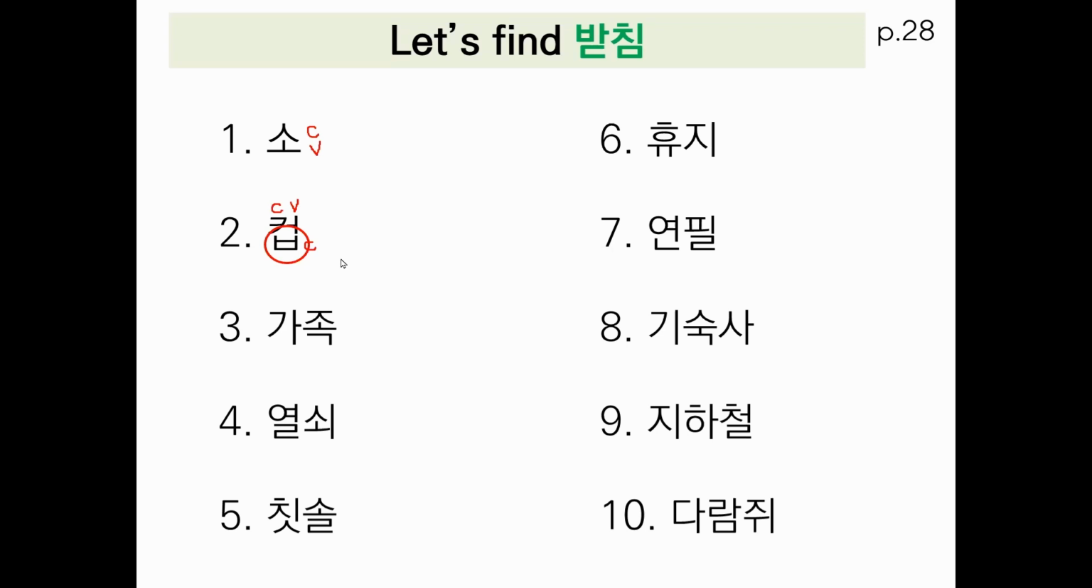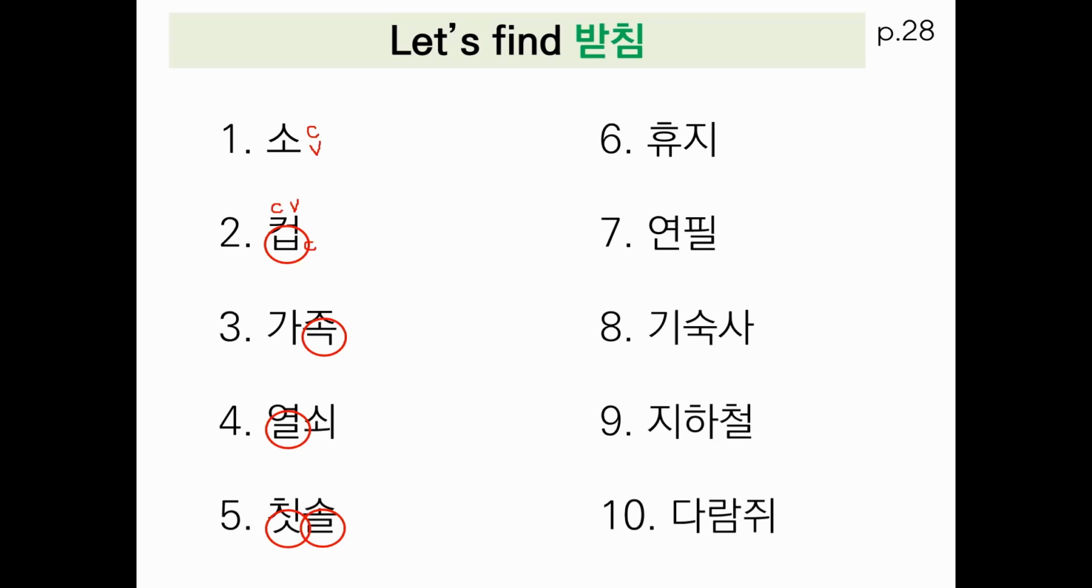3번 가족 has one 받침. 4번 열쇠 has one 받침. 5번 칫솔 has two 받침s.